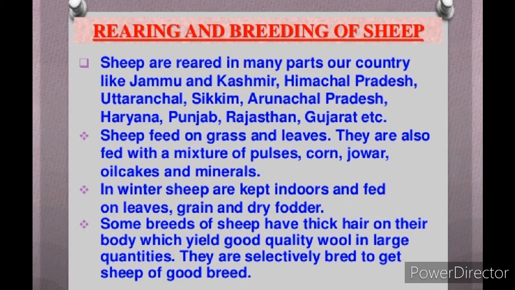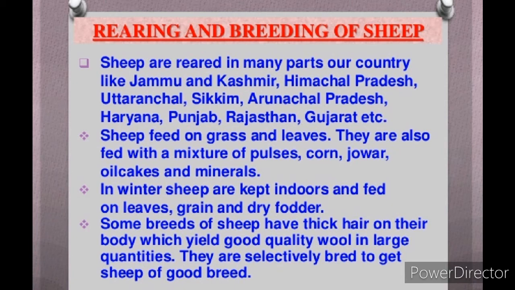Sheep are reared in many parts of our country like Jammu and Kashmir, Himachal Pradesh, Uttaranchal, Sikkim, Arunachal Pradesh, Haryana, Punjab, Rajasthan, Gujarat, etc. Sheep basically feed on grass and leaves. They are also fed with a mixture of pulses, corn, jowar, oil cakes, and minerals. In winter, sheep are kept indoors and fed on leaves, grain, and dry fodder to keep them away from the cold season as well as from the winter winds. Some breeds of sheep have thick hair on their body, which yield good quality wool in large quantities. They are selectively bred to get sheep of good breeds.